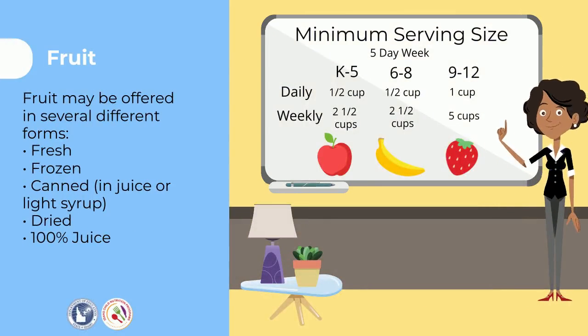The first component is fruit. Fruit may be offered in several different forms. It can be served fresh, frozen, canned in juice or light syrup, dried, or as 100% juice. However, only half of your fruit servings can come from juice.